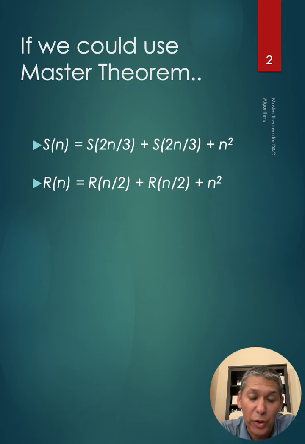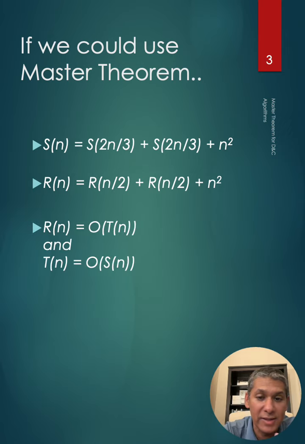Now, if we could use the Master Theorem, if you recall, we can only use it if it's of a certain form. So if we had a slightly different recurrence relation like S(n) = S(2n/3) + S(2n/3), so underlying the same expression, plus n², or if it was R(n) = R(n/2) + R(n/2), that's 2 times R(n/2), plus n², then we could use that.